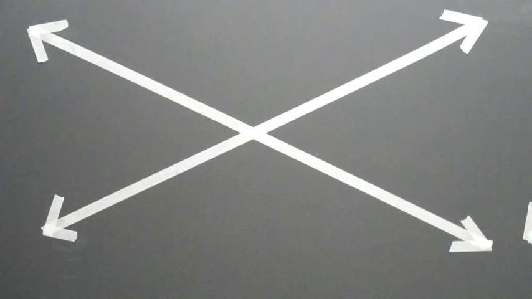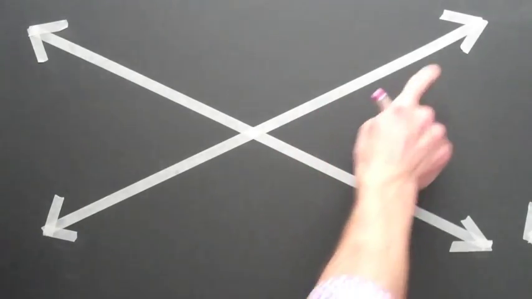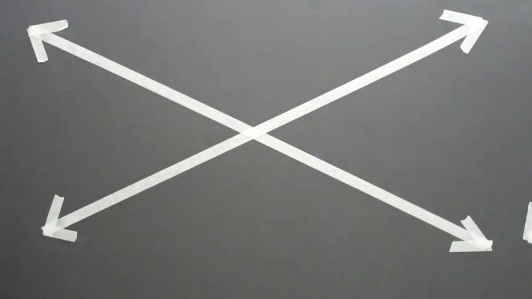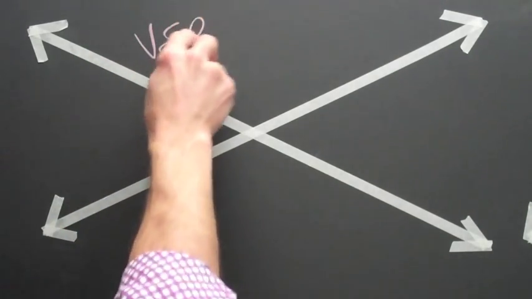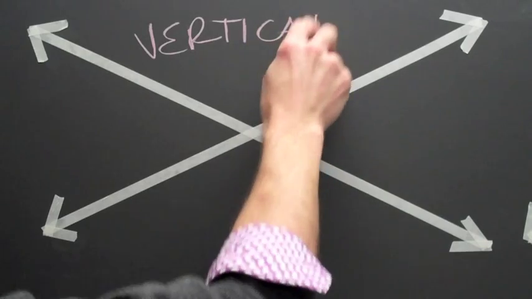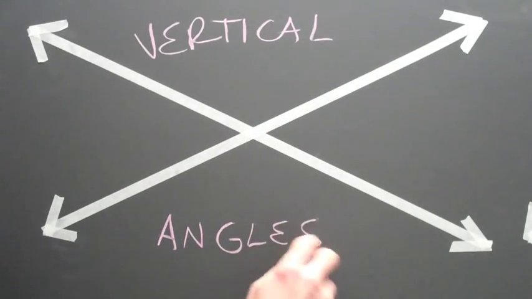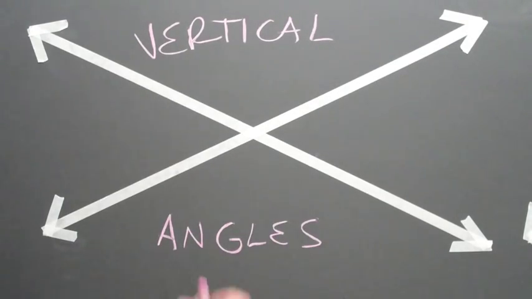So we need some rules to break down our big complex shape into small, understandable pieces. So rule number 1, anytime you see a pair of lines that cross in an X shape, what you're going to form are called vertical angles. Vertical angles are always going to be across from one another.